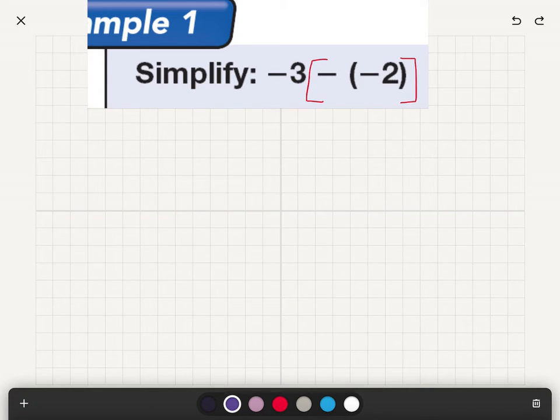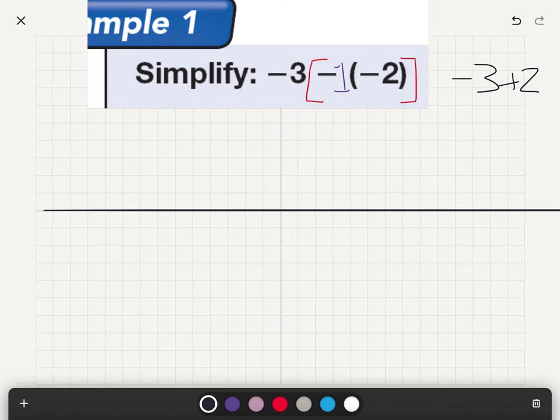By doing this part first, you can think of it as, like I said, -1 times -2, which would be, what would that be? Positive 2. Okay, and so then what you would end up with is -3 plus 2. 5. Oh no, it is not 5. Let us take a Saxon number line and see what's going on here. Oh, -2. Yeah, that is what the answer will be.